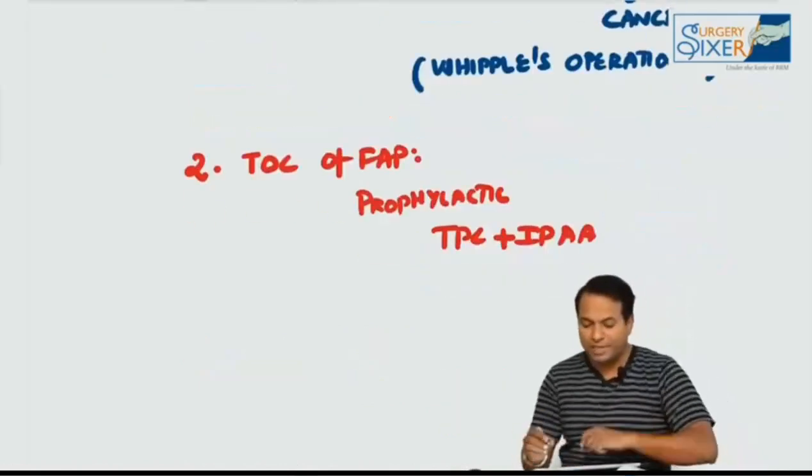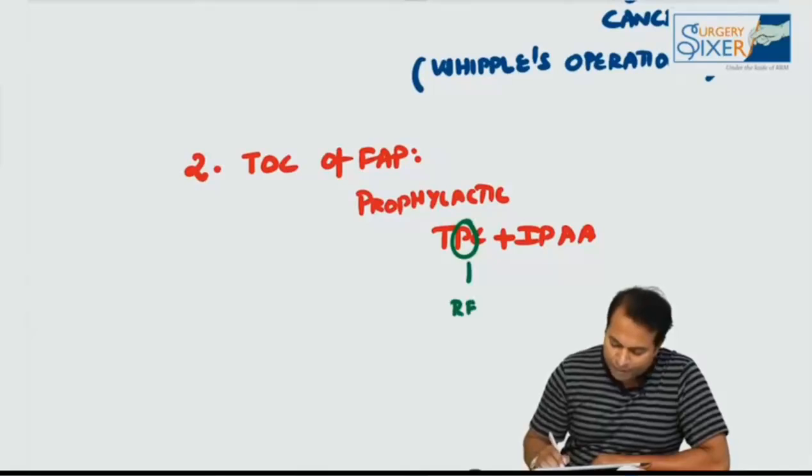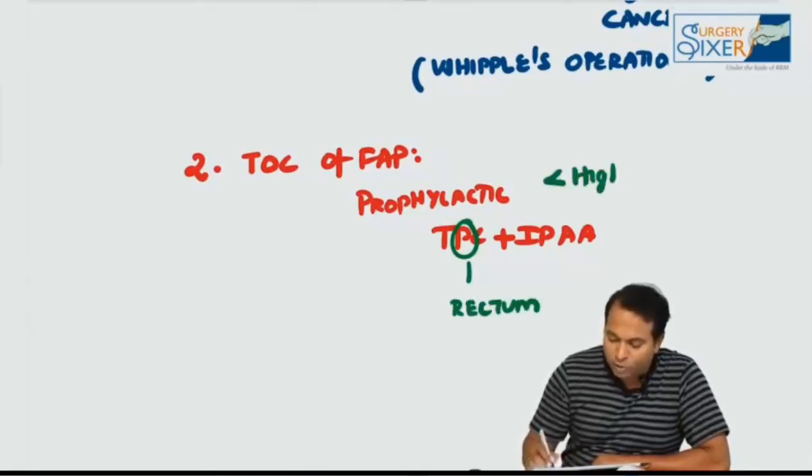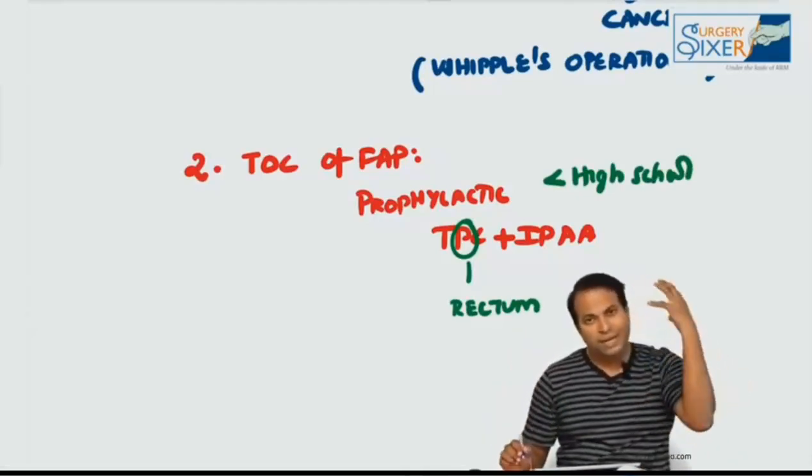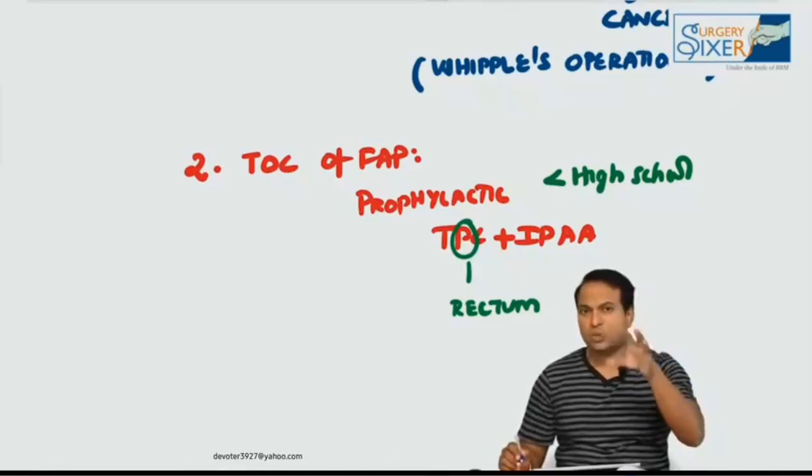So you can see in this operation, I am removing the rectum. But when I am doing this operation on very young patients, 17 or 18 years old, before high school, there is definitely damage to the nerves supplying the genitalia when I do a rectal operation, and decreased sexual activity is seen in these patients.